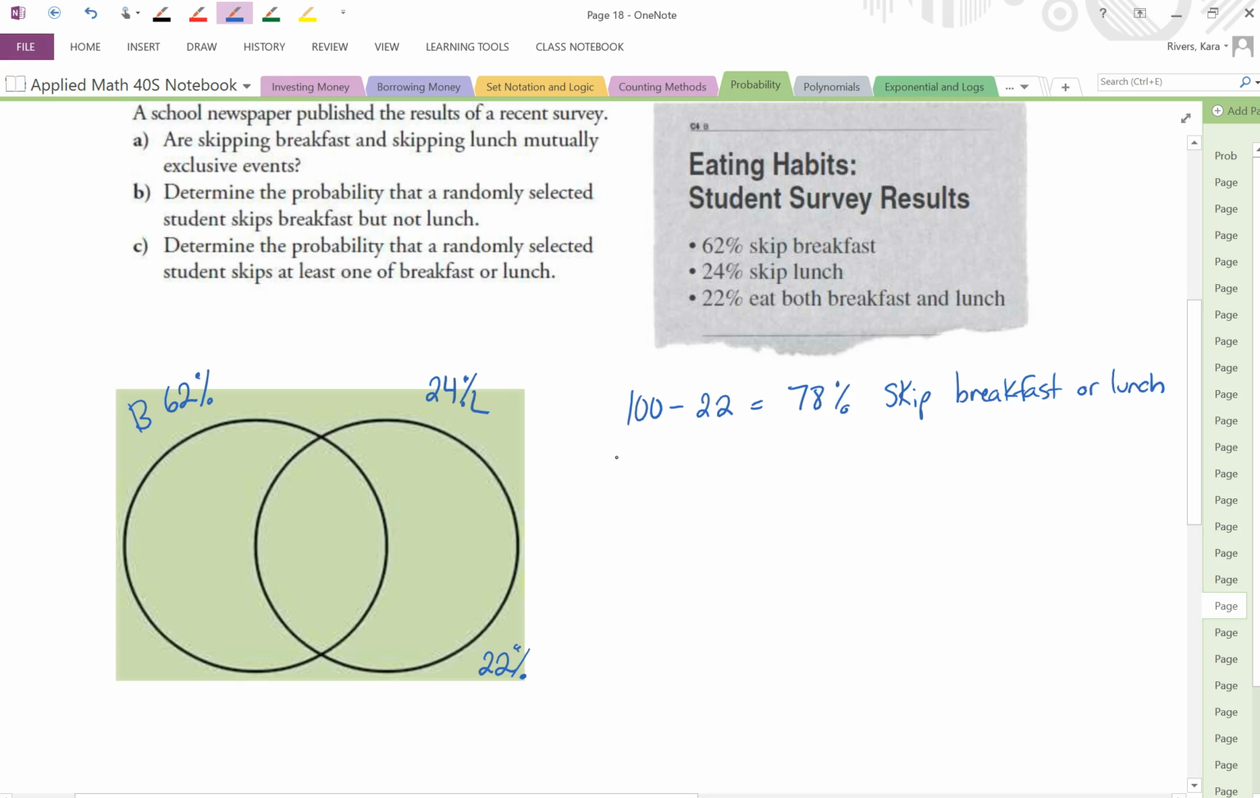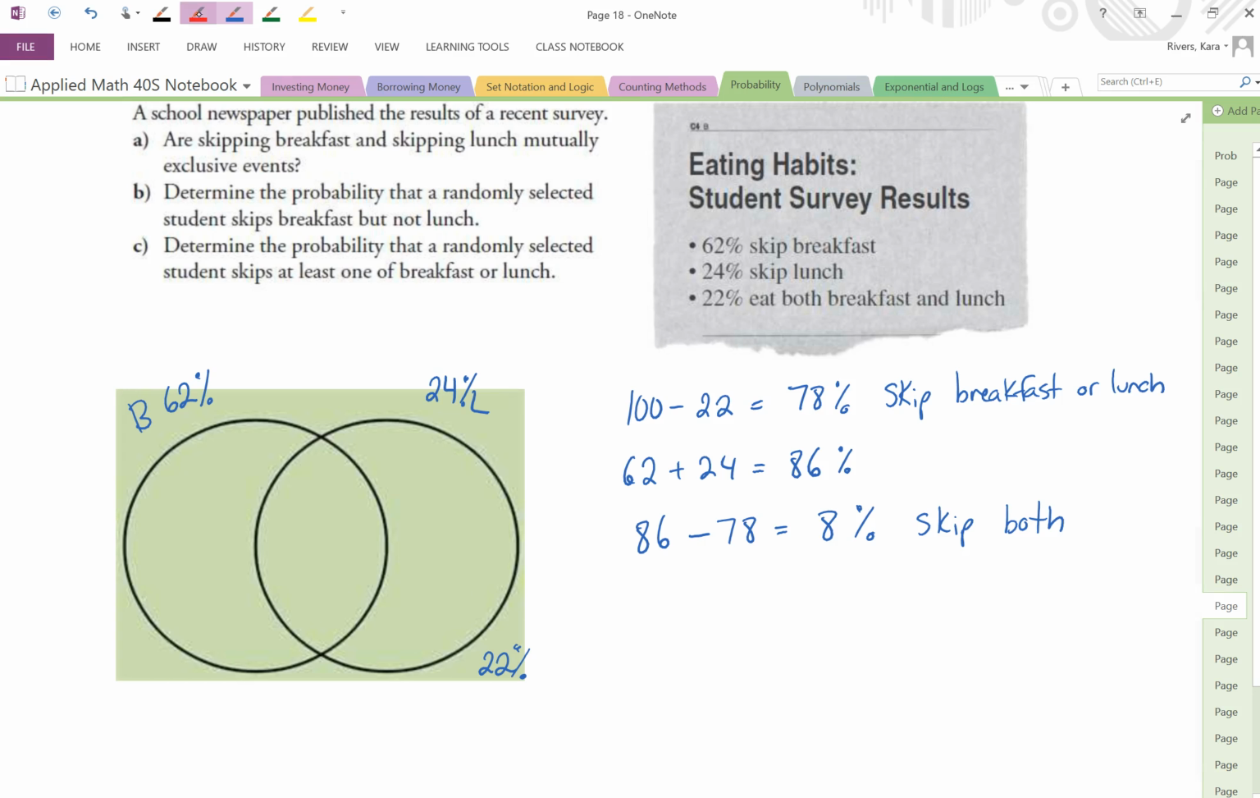Alright, well, if I take that 62% and add it to my 24%, we know that that value should be, and it is in fact, larger than 78% because we have all those students in here that are being counted more than once. So if we take that 86%, subtract off the 78%, we'll get the 8% that skip both.